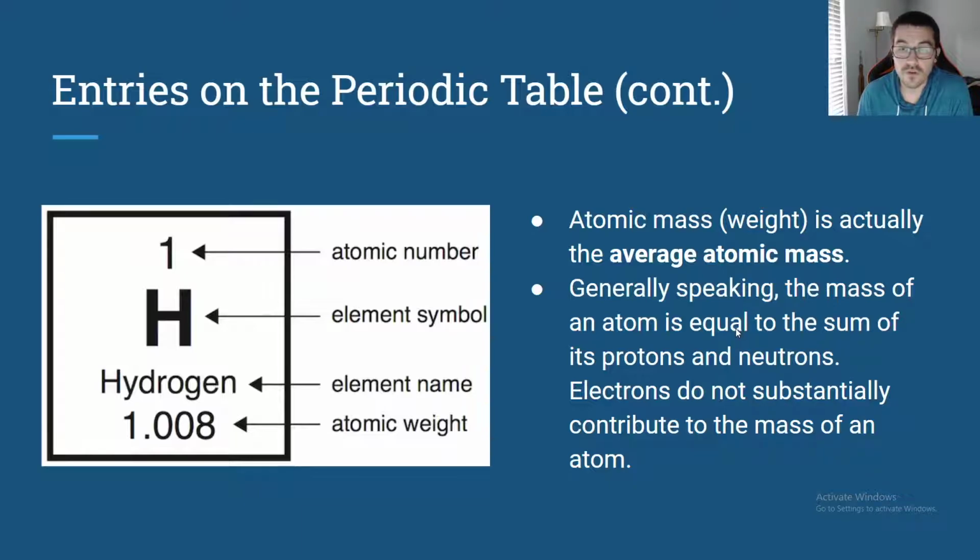Okay, so for example, an atom of hydrogen may have 1 proton and 0 neutrons, and so its mass would be 1. However, as we're about to see, there can be some atoms of hydrogen that don't have a mass of 1. They have a mass of 2, for example, or 3. And in that case, they would have 1 proton, right? Because it has to have 1 proton if it's hydrogen. And so then that would mean that it either has 1 or 2 neutrons, right, to get those masses of 2 or 3. And like I said before, electrons do not substantially contribute to the mass of an atom, okay?